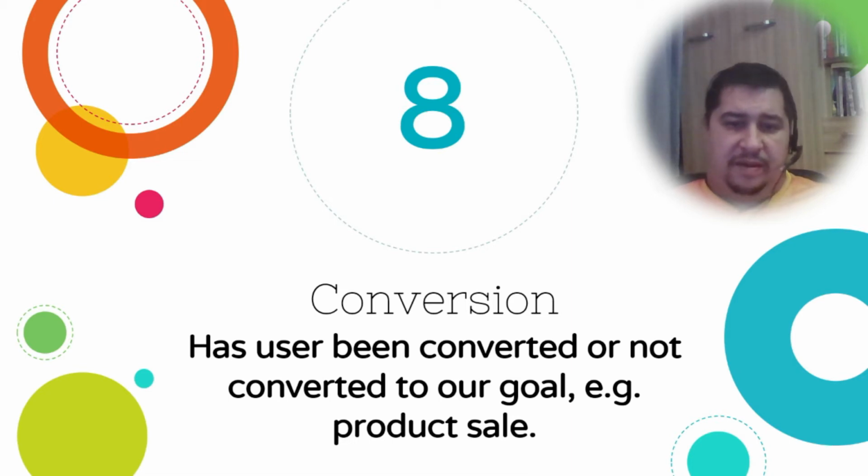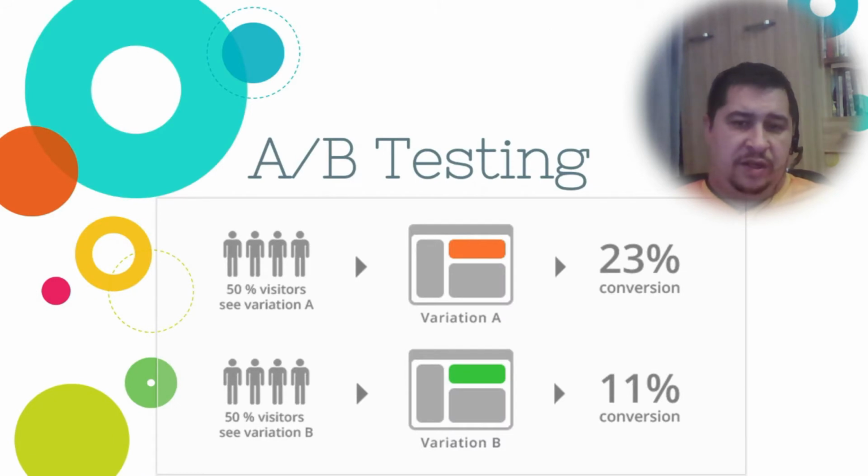Metric number 8, conversion. Usually we have a goal that could be for the user to complete a given action, to make a purchase, or even simply click a specific button or link. And we need to check if the user has been able to complete it, and here is maybe the time to define the so-called A/B testing. For instance, we have a button, we have option A to have it in orange color, or option B to have it in green color.